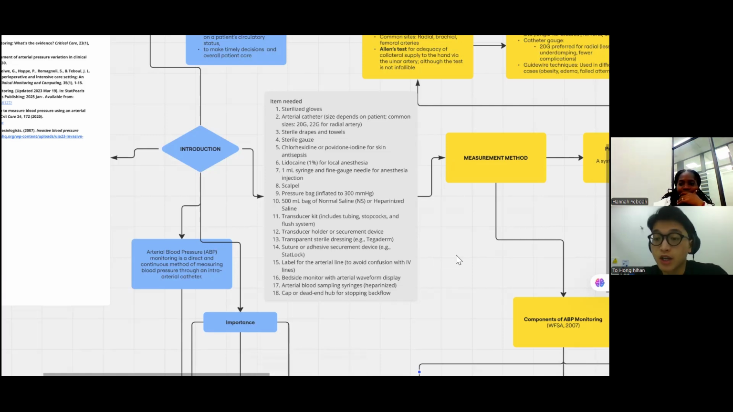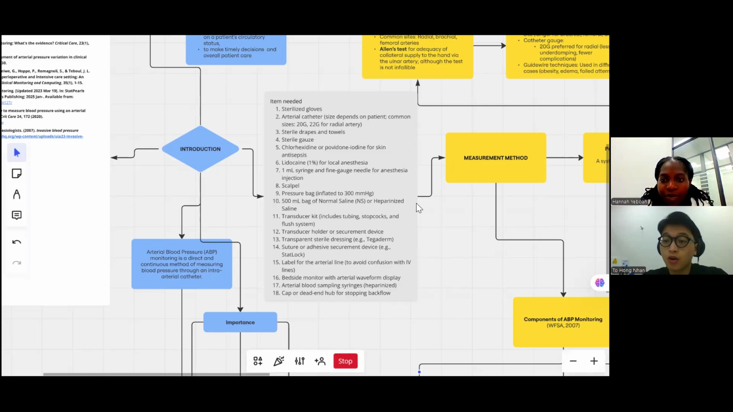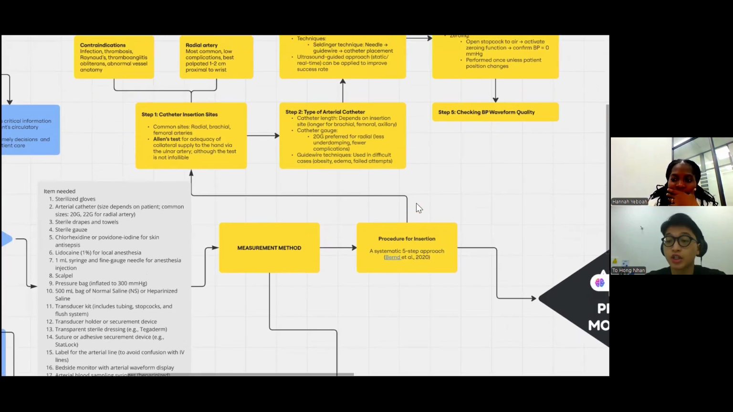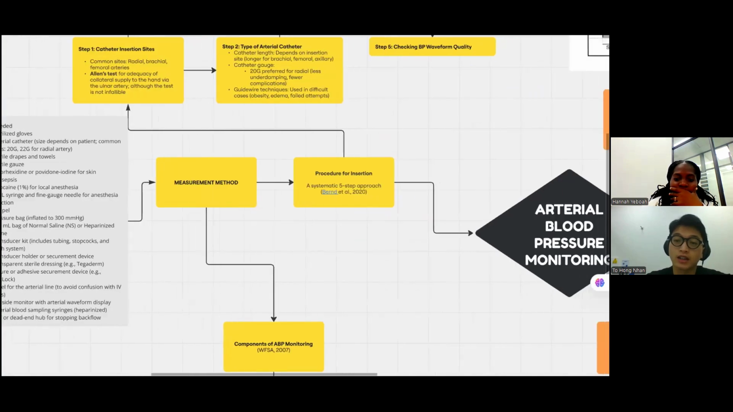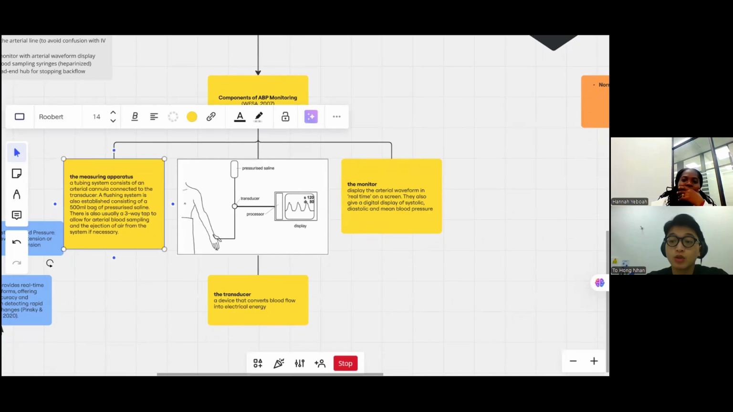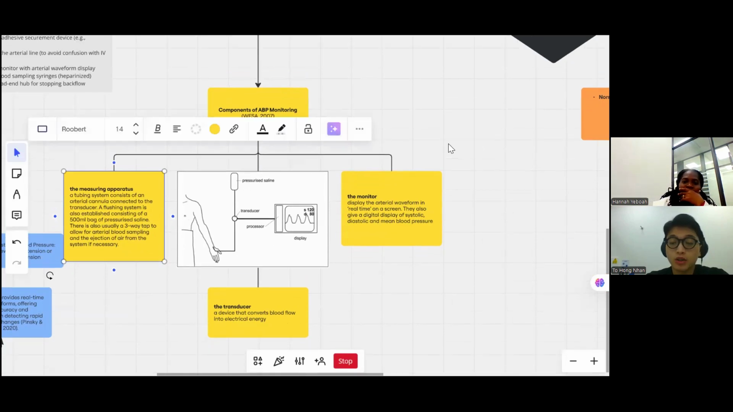Okay, so thanks so much, Hannah. So after all of that, learning about the items we need, next we're going to come to the measurement method. Before we try to understand how the procedure works, we need to figure out what the basic components related to ABP monitoring are. So intrinsically, the monitoring consists of three parts. The first one is the measuring apparatus.